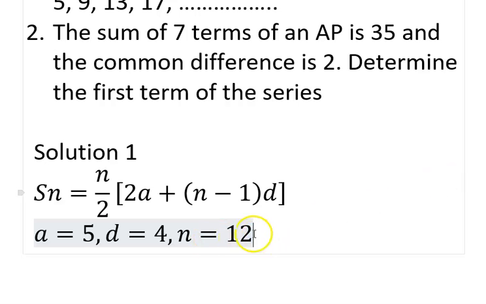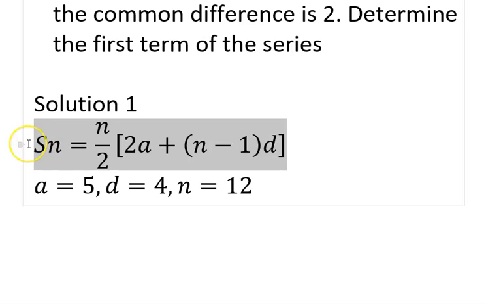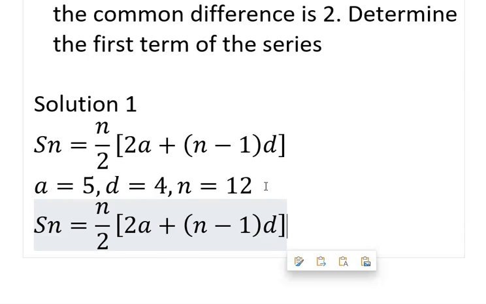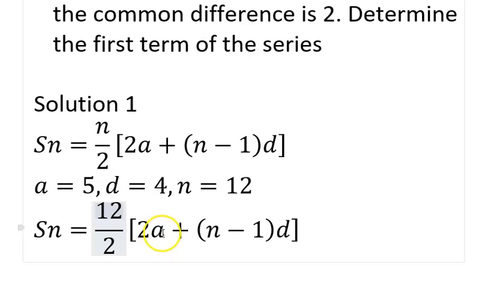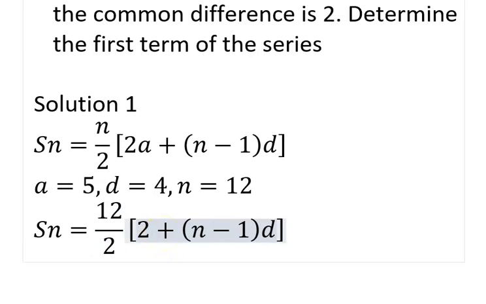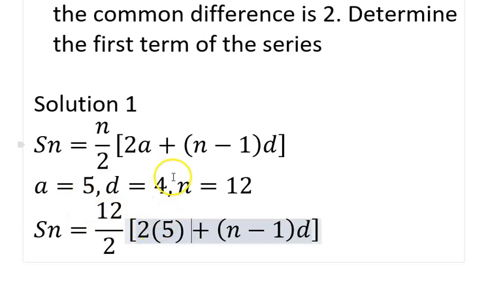Awesome. So just applying all this in our formula, we get the sum of our 12 terms. What's our n? We know our n to be 12. What's our a? That's our first term, 5. We know our n to be 12. And we know our common difference to be 4. Awesome.